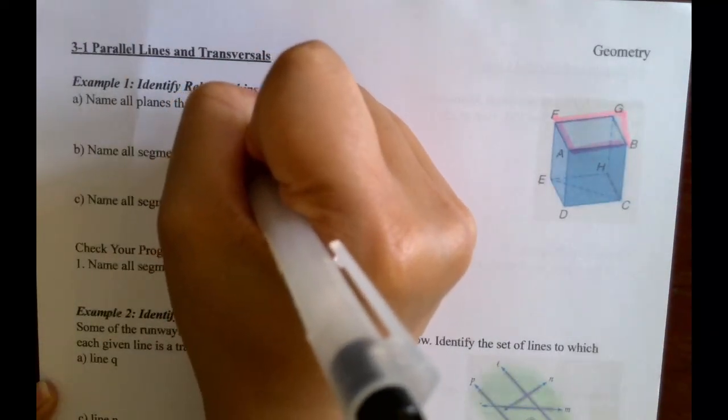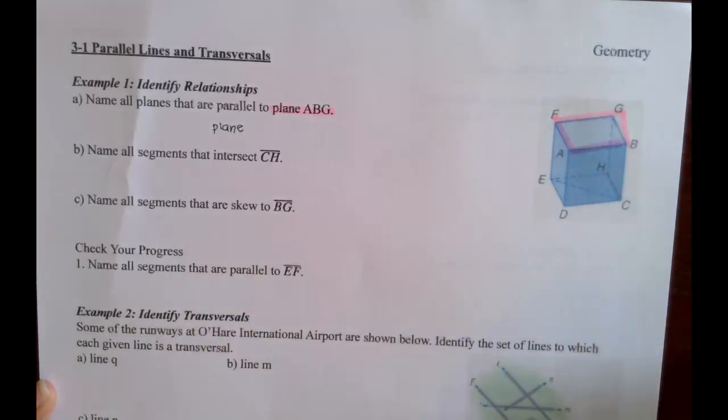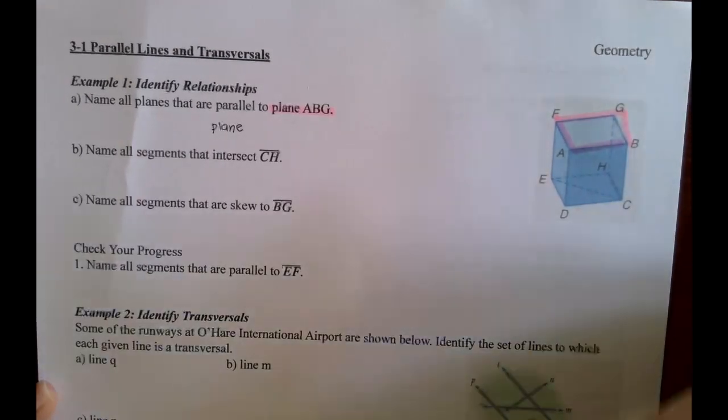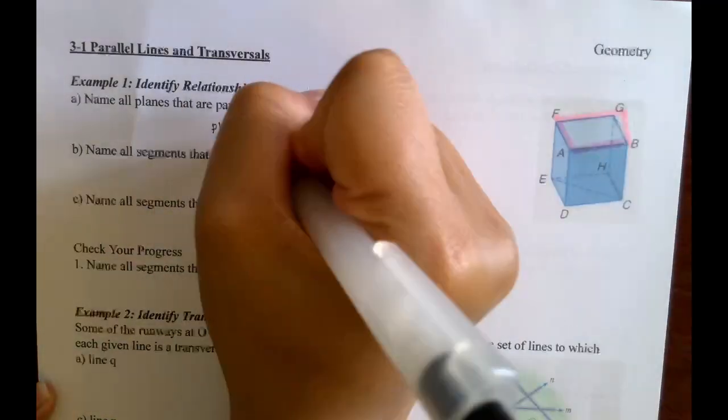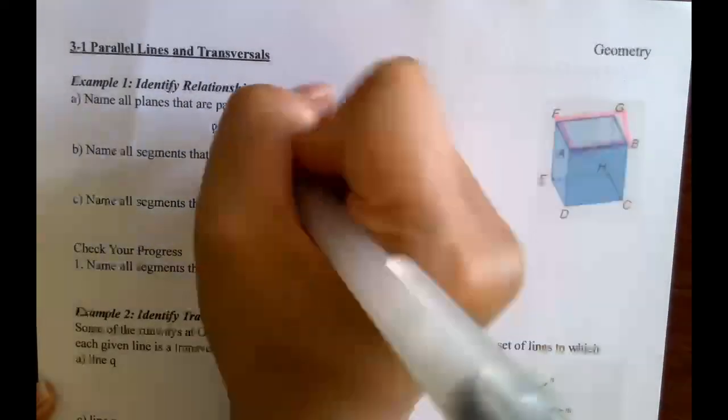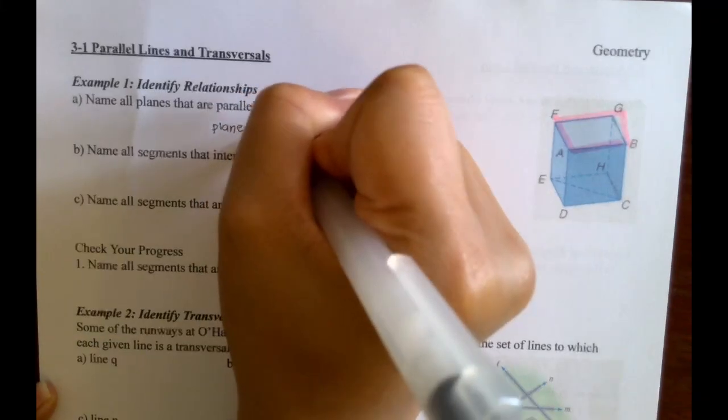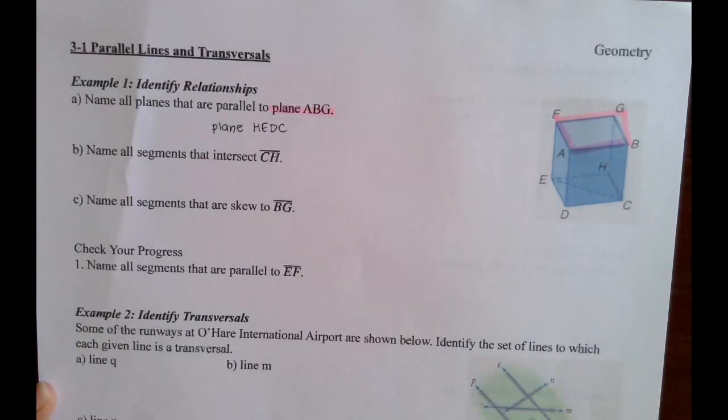You technically only need 3 letters to name that plane, but I'm just going to name all of them. I'm just going to name it plane HEDC, so you know which one I'm talking about. But technically, you can use any of these 3 letters only to name the whole thing. So that's why the book calls it plane CDE. We're talking about the same plane.